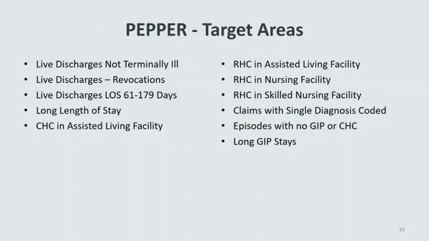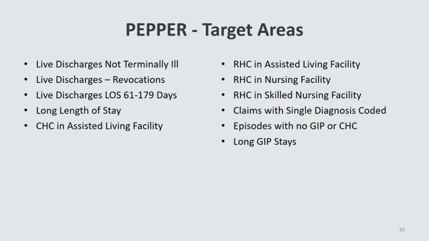So we get the question all the time about what other areas could fall under targeted probe and educate. It really can be anything. It's going to be based on data. If these MACs have done some data mining in the past, and if the hospices fall outside the norm, either above the average or below the average, they could target those hospices and identify those particular areas. So it could be anything.